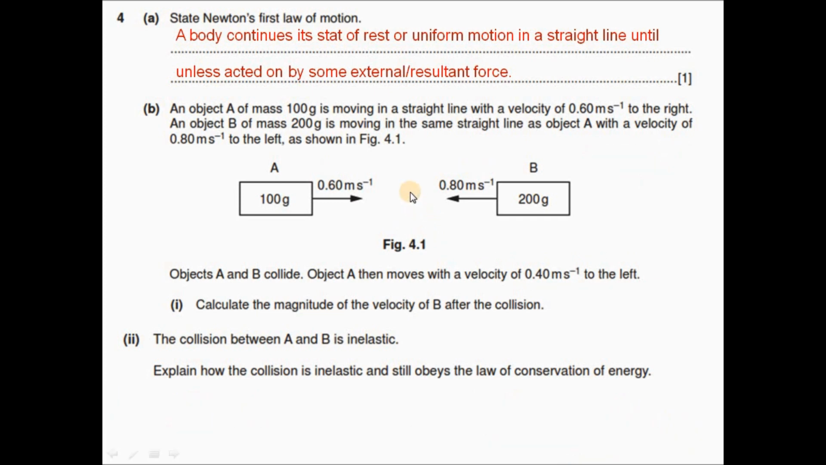The collision between A and B is inelastic. Explain how the collision is inelastic and still obeys the law of conservation of energy. When we have a collision between particles, during the collision the kinetic energy decreases most of the time, and sound energy and heat energy are produced. Therefore, kinetic energy is not conserved during an inelastic collision.